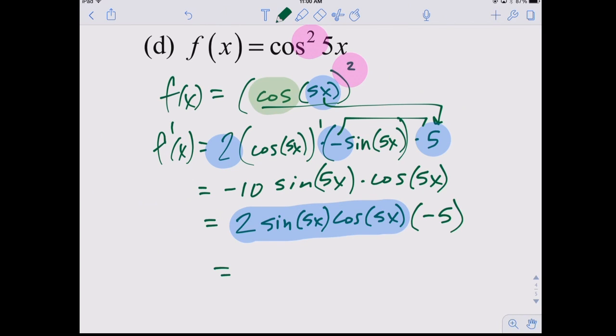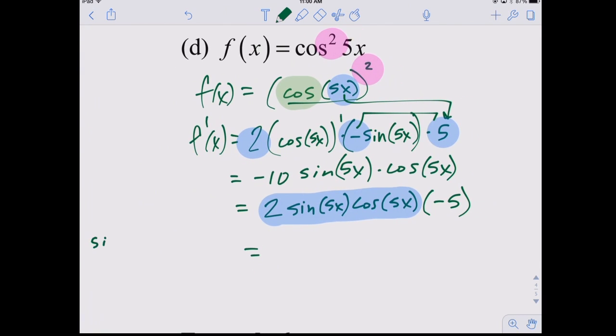2 sine of blob cosine of blob is your double angle identity for sine. And that is one that you need to know. We've seen it a couple times already. So it doesn't have to be x, right? 2 sine of blob cosine of blob is equal to sine of twice the blob. Our blob is 5x, right? So we can simplify the highlighted part in blue as sine of twice 5x, which is 10x. And then, of course, times the negative 5, you could bring that in front.